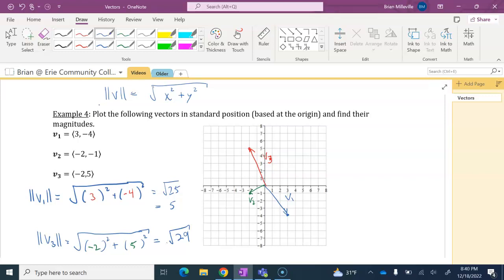That is it for this first video. We're going to do a second one talking about operations in components and some applications.